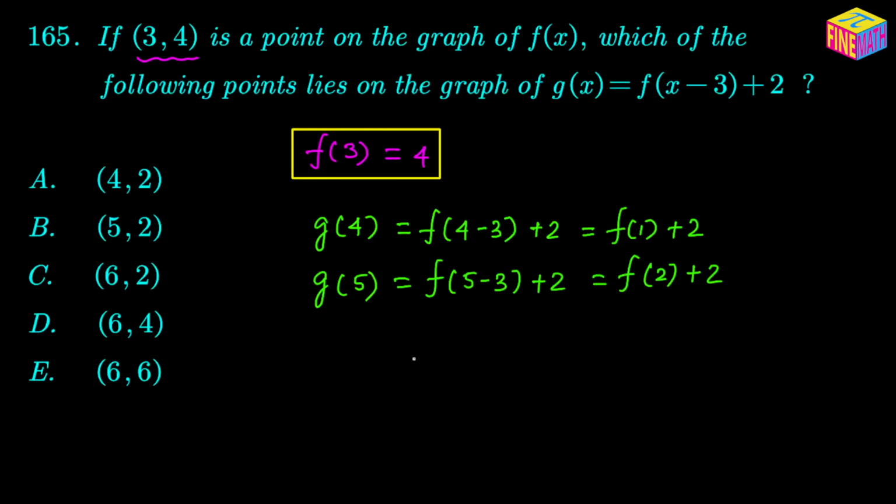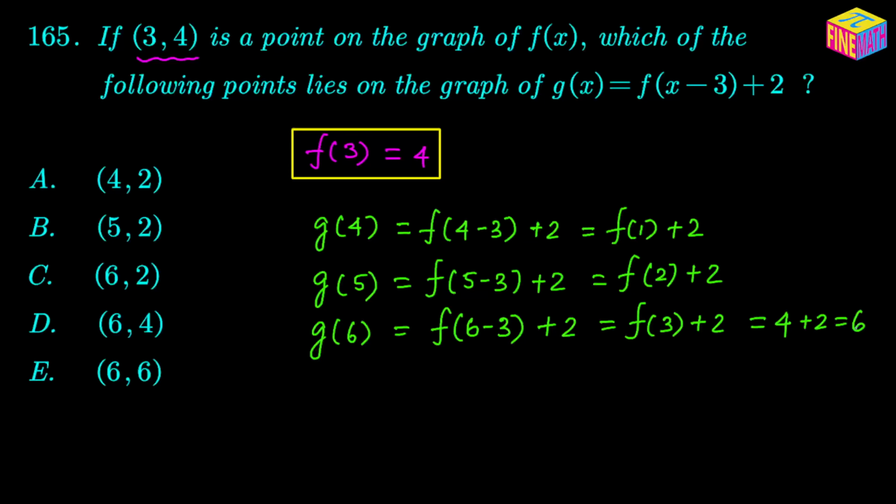Okay, let's try the third option, which is (6, 2). So if we evaluate g(6), that is equal to f(6 - 3) + 2, that is equal to f(3) + 2. And now we see that we know the value of f(3), which is equal to 4. So this is equal to 4 + 2, and that is equal to 6. So we are saying that when x equals 6, g(x) would be 6. So (6, 6) would be a point on the graph of g(x).